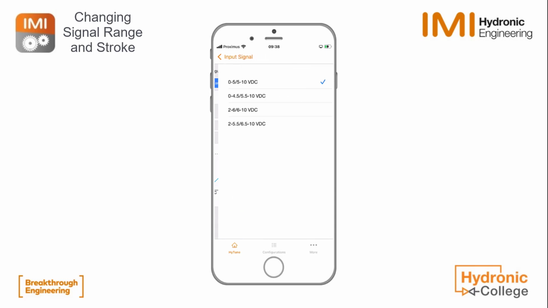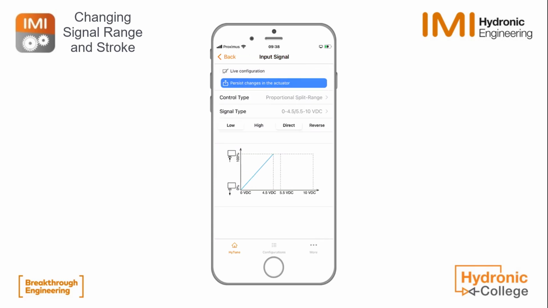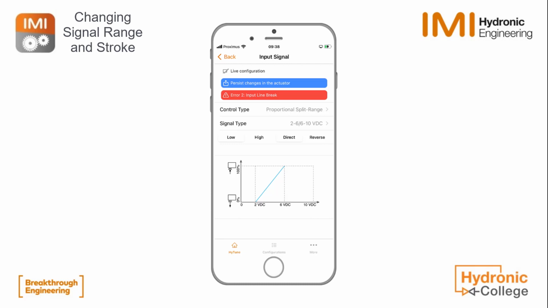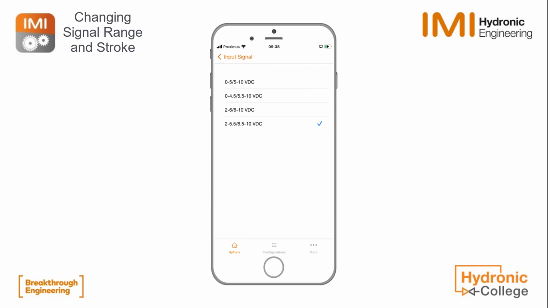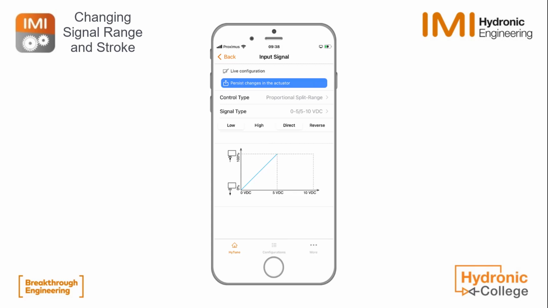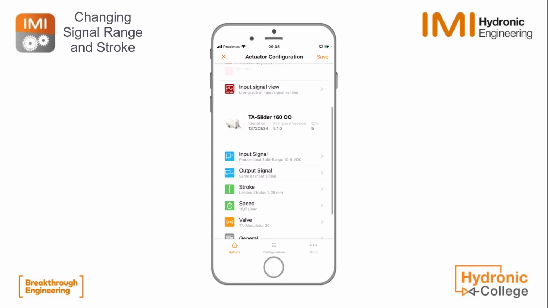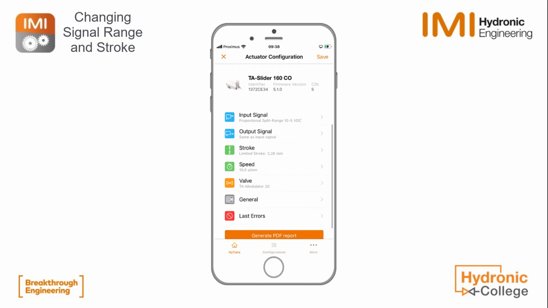Then in split range we can choose in the low region from 0 to 4.5, from 2 to 6, and then again an error will pop up, or from 2 to 5.5. If you click on high, then you see we will go to the second half of the 0 to 10 volts range. So we split here, and now the valve is closed until we reach 5 volts, and then it will open or be fully open depending on the direct or reverse setting.